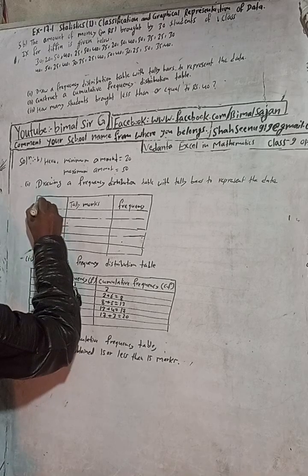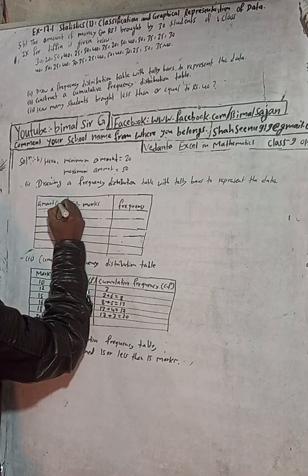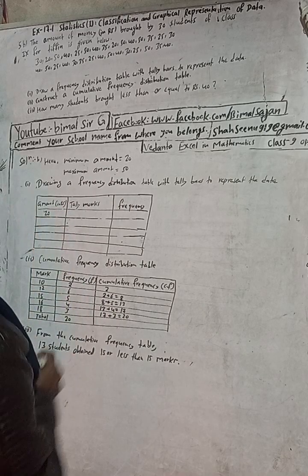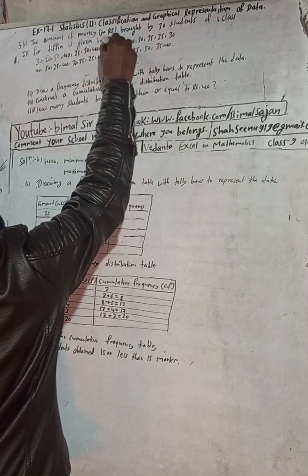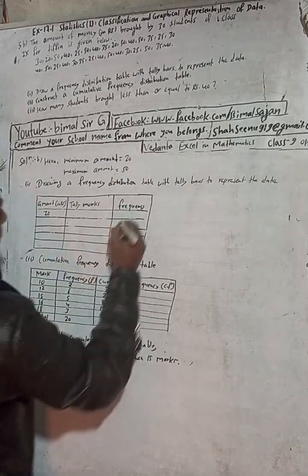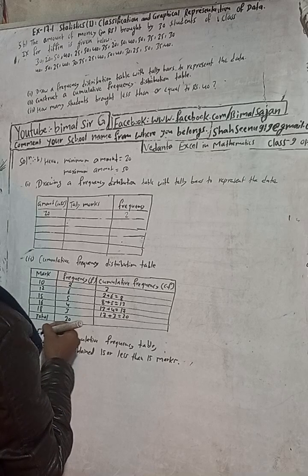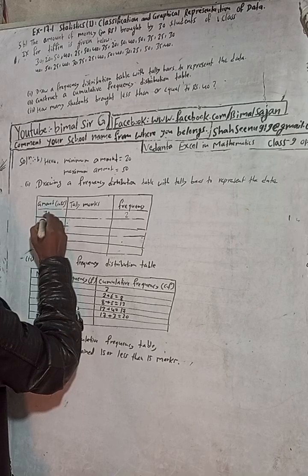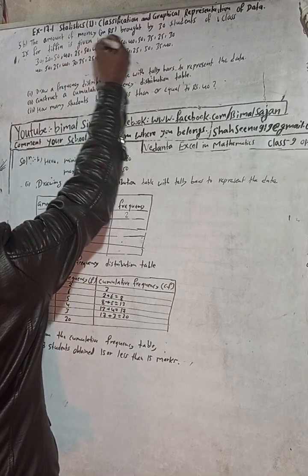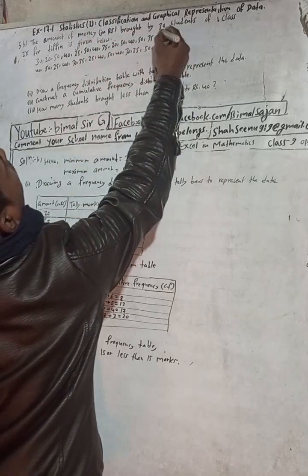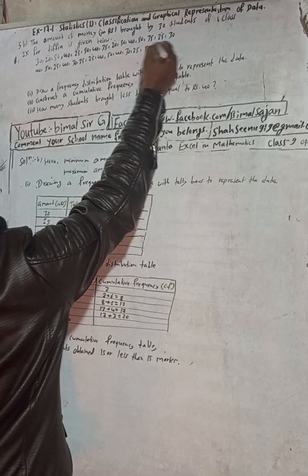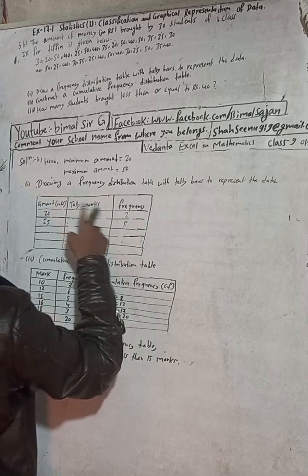So here is the amount in rupees. 20 is the minimum, so write here 20. How many 20 are there? 1, 2. So 2 is here, so write frequency 2. After 20, the greater number is 25, so write here 25. How many 25 are there? 1, 2, 3, 4, 5. So 5 is the frequency.